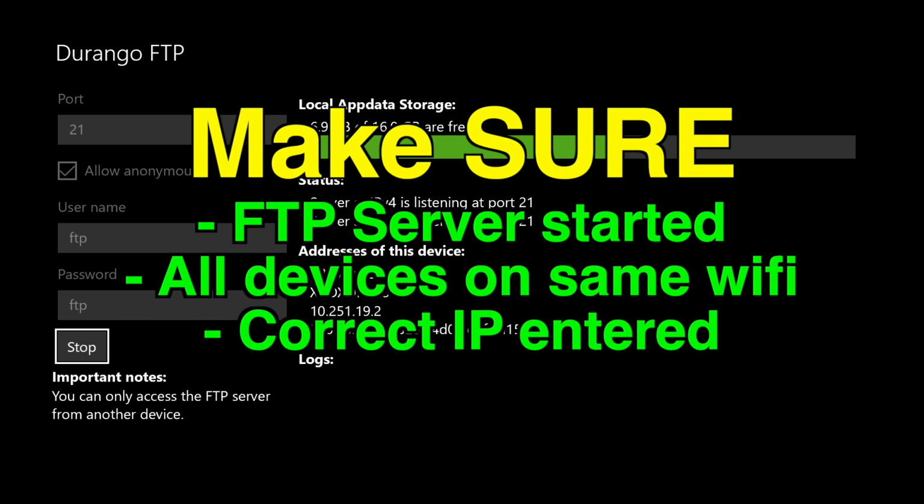Your Xbox has to be running with the FTP server started, and you have to have the correct IP entered. Make sure you're doing all these things every time you try to edit your Xbox files, otherwise you'll get an error, timeout, error not connected. That is how you fix that issue. Everything has to be on the same Wi-Fi. Make sure you're doing that.